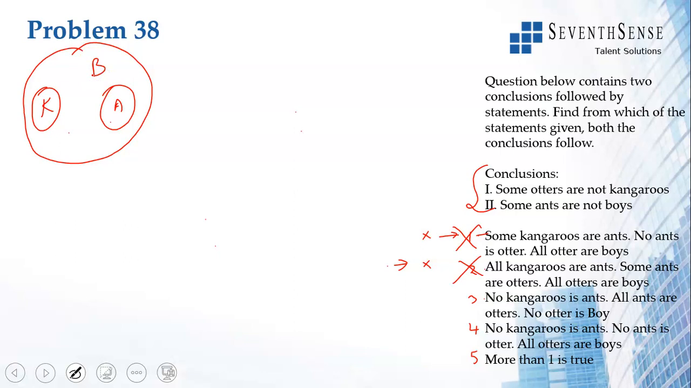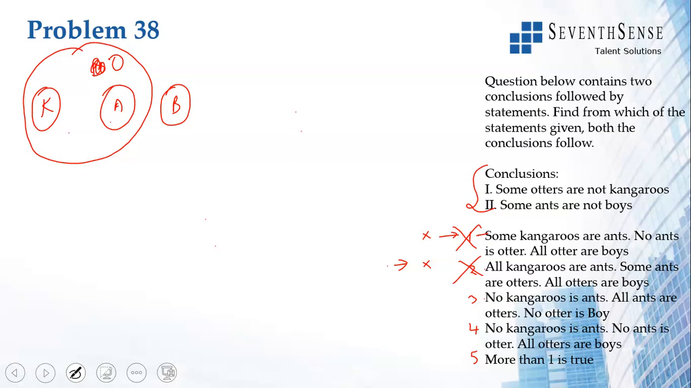And then some ants are not boys. Okay, I'll draw this. Some ants are not boys. So see, this was all ants are otters, right? So this should be O. All ants are otters. No otter is a boy.